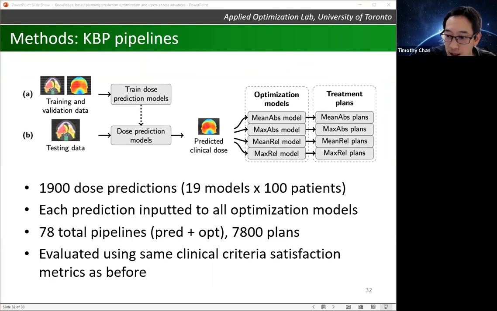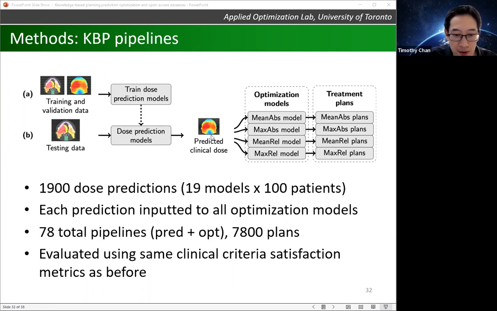Okay, so for this OpenKBP 2 competition, we did the same thing we had before, right? We had the training and validation data. We trained these prediction models. So we have these dose prediction models, these would be the ones that the 21 teams submitted. And of course, we only used 19 of those models, if you recall.